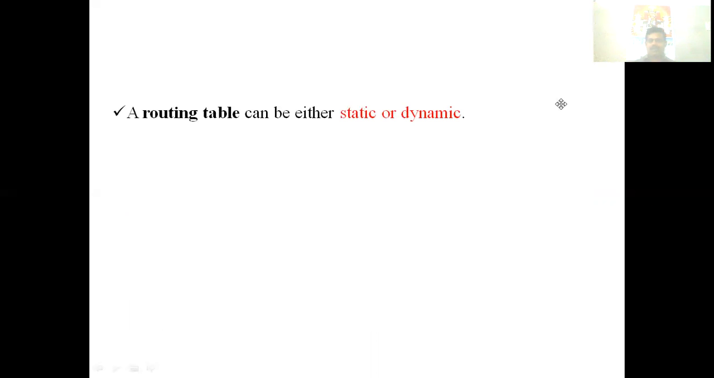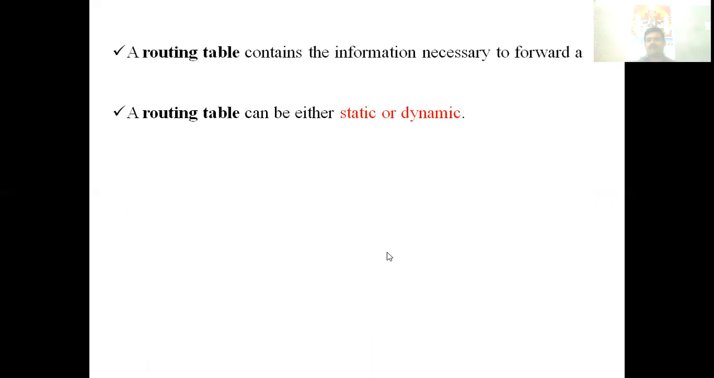First, the routing table. What is a routing table? A routing table consists of the information necessary to forward a packet along the best path towards its destination.